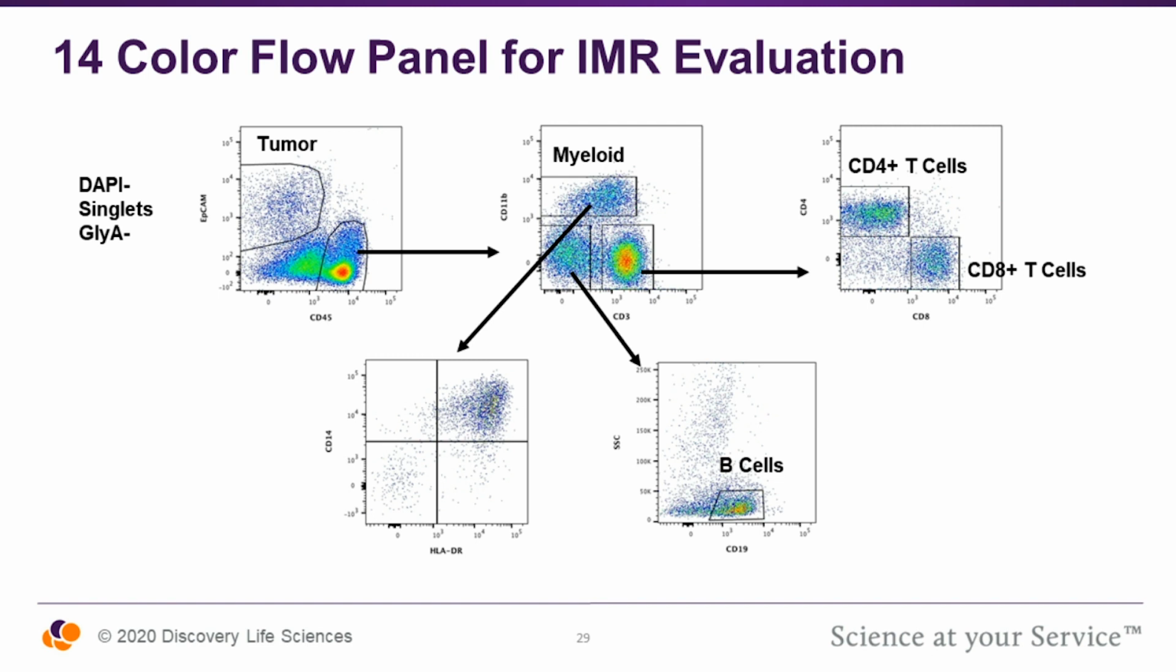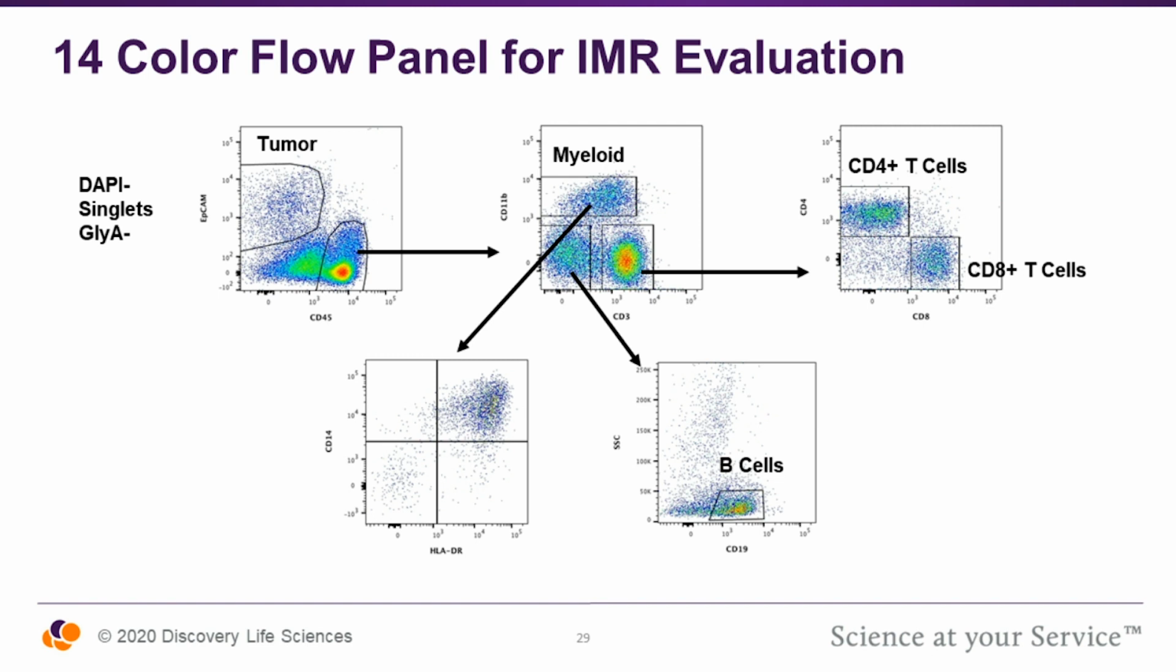So again, this panel first gates out any dead cells by DAPI, any red cells using GLY-A. We then use the same EpCAM by CD45 plot to identify tumor and all immune cells. This time when we gate on the immune cells, however, we first gate on the myeloid cells as CD11b positive versus the T cells as CD3 positive. CD3 positive T cells are further defined by CD4 or CD8 into the CD4 or CD8 compartments.